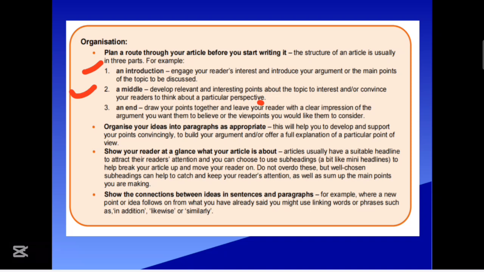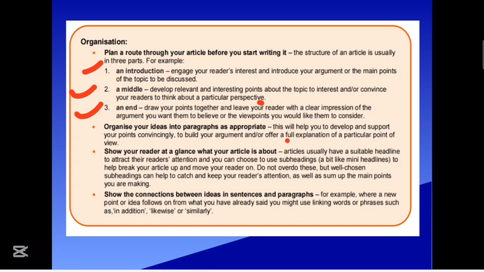Develop relevant and interesting points about the topic to interest and or convince your readers to think about a particular perspective. Then comes the end, or closing, or conclusion of your article. Draw your points together and leave your reader with a clear impression of the argument you want them to believe or the viewpoints you would like them to consider.